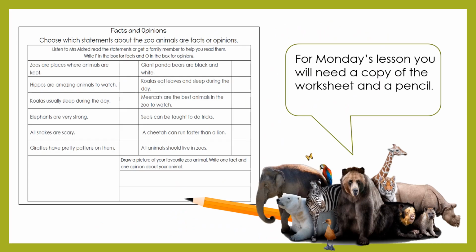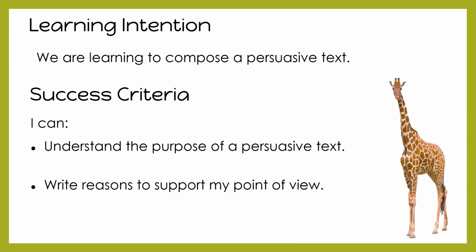For Monday's lesson, you're going to need a copy of the worksheet, Facts and Opinions, and a pencil. Our learning intention: we are learning to compose a persuasive text. Our success criteria: I can understand the purpose of a persuasive text. I can write reasons to support my point of view.